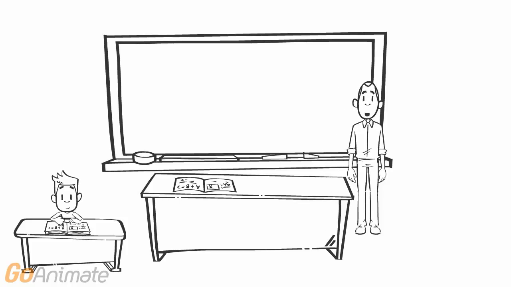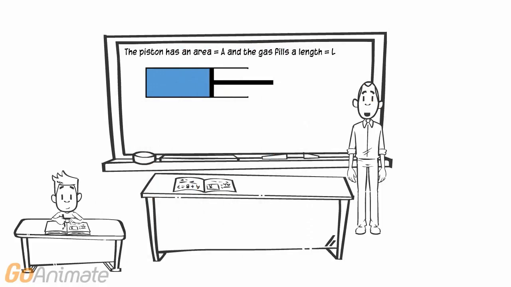To keep things simple, let's imagine that we have a quantity of gas inside a cylinder with a movable piston, so that the volume of the gas can change. It might look something like this. The blue area represents the system of gas molecules. The area of the piston in contact with the gas is A. The gas fills a length L in the cylinder when it is in equilibrium with its surroundings.